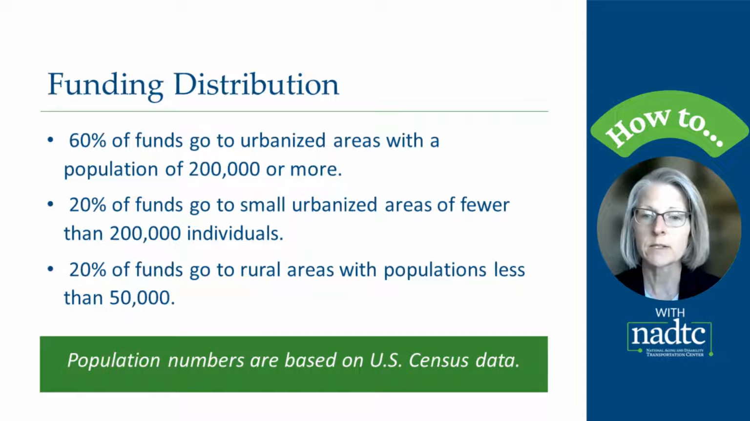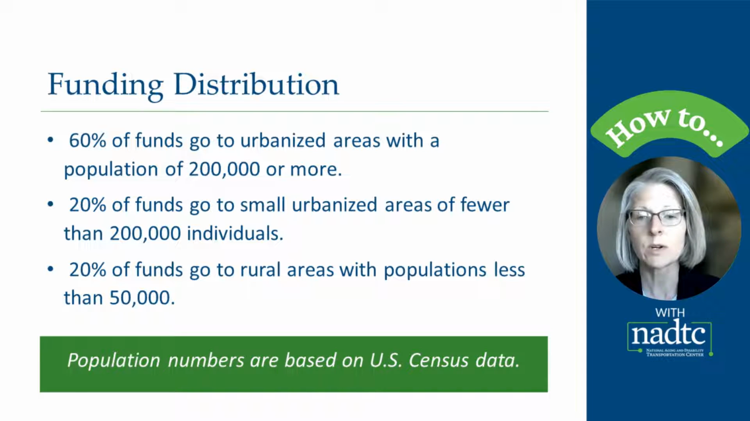60% of the funds shall be apportioned among designated recipients for large urbanized areas with a population of 200,000 or more individuals as determined by the Bureau of the Census. 20% of the funds shall be apportioned in small urban areas. 20% of the funds shall be apportioned in rural areas. These are all based on the ratio of the number of older adults and individuals with disabilities in each state to the number of older adults and individuals with disabilities in each area in all states.